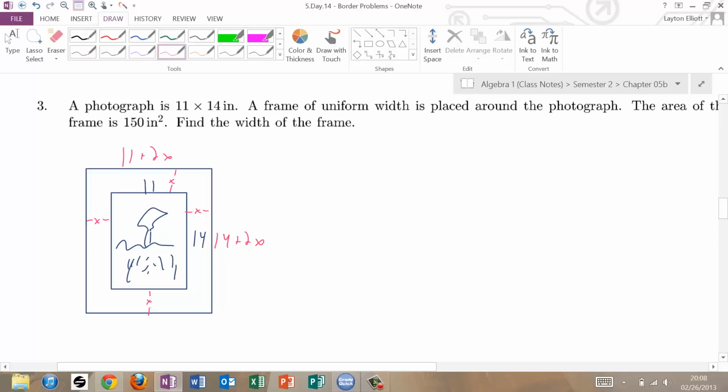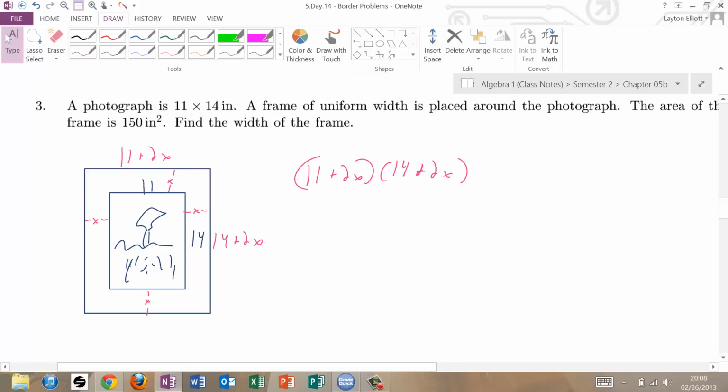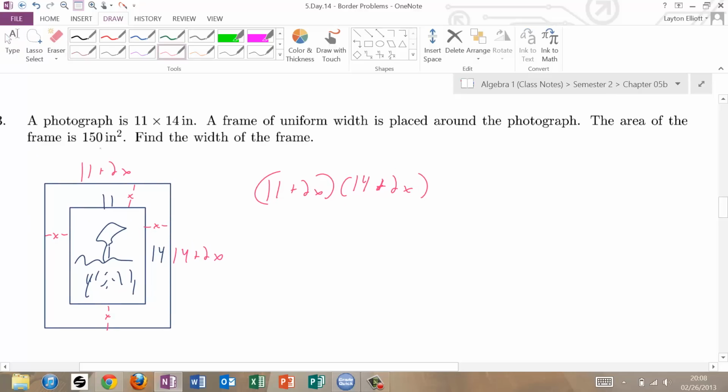Then, let's actually do that. So, we're going to do 11 plus 2x times 14 plus 2x. And the question is, what is that equal to? Well, here's the problem. I don't necessarily know what it's equal to because I don't know what the area of the whole thing is. Except it says that the area of the frame is 150.